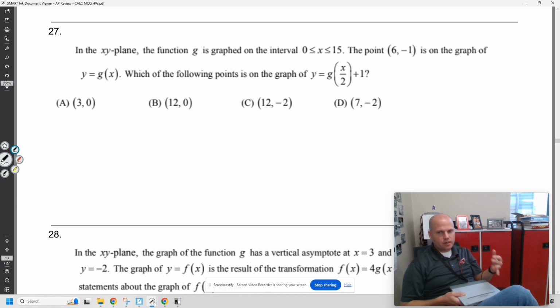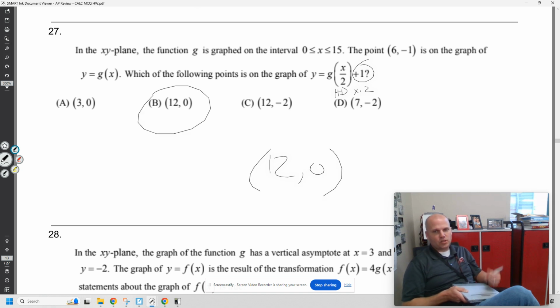You can just understand what's going on here. The x divided by 2, to undo inside, you need to multiply by 2. Horizontal dilation affects our x's. You're going to have to multiply them by 2. Vertical translation, add 1. That's the point. What's another way to show that?